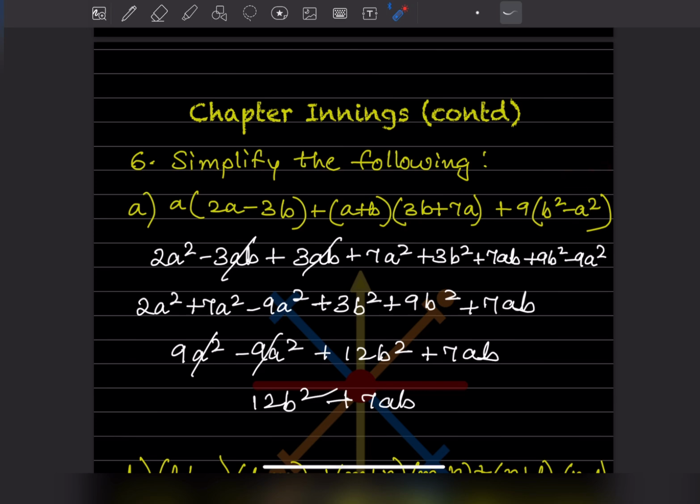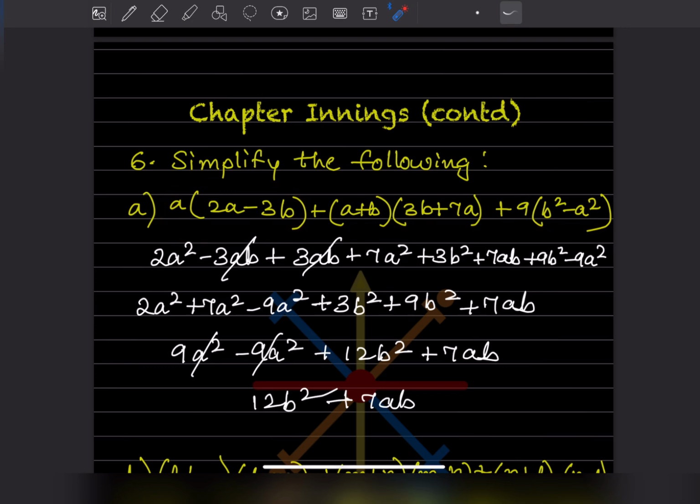Now look at here, we can see the plus sign in between. So what we have to do, we have to solve this separately, and this part we have to solve separately. If this is clear, other things are easy. Now let us concentrate on this part first.